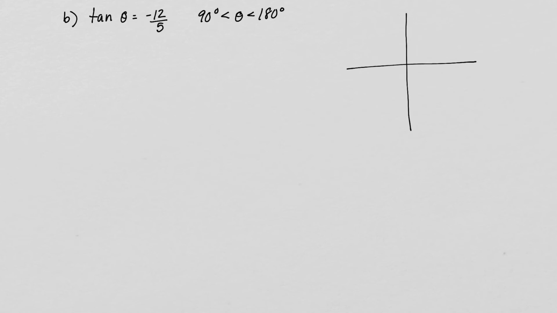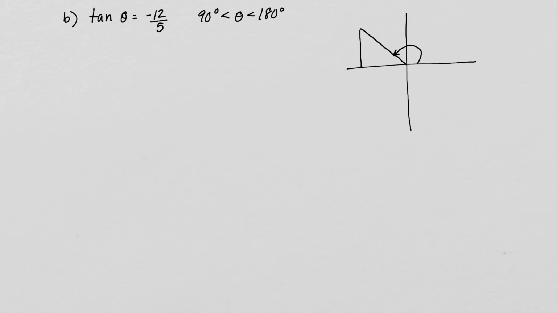B. So this time we're given that the tangent of theta is equal to negative 12 over 5. And theta is between 90 degrees and 180 degrees. So again, 90 to 180 is somewhere here in the second quadrant. So we're talking about over here.